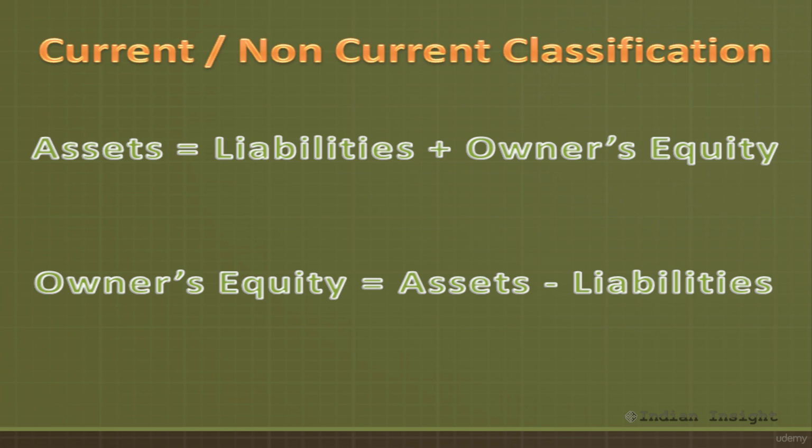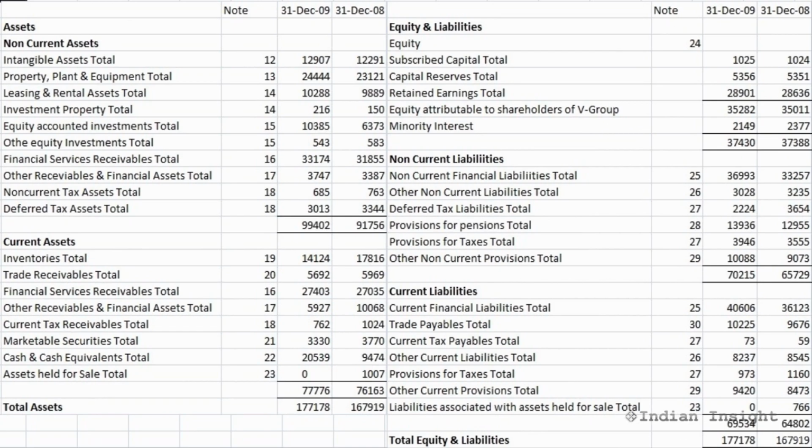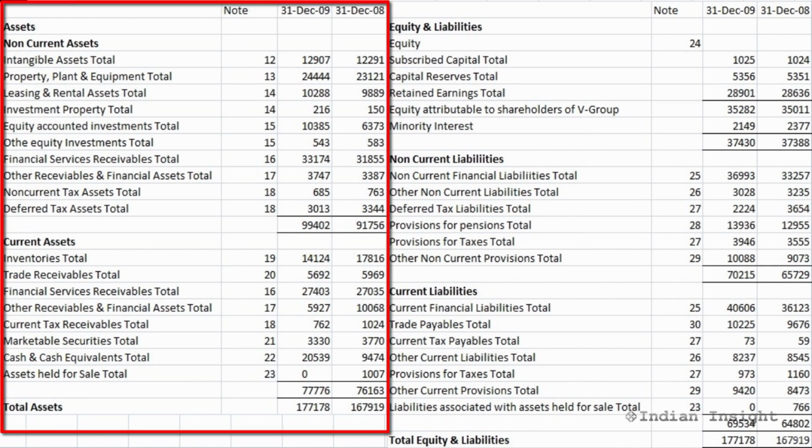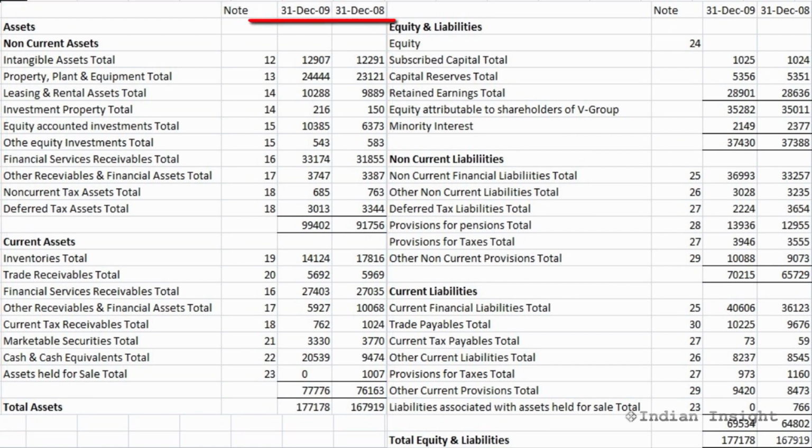In order to briefly understand these, let's look at the balance sheet of a hypothetical company which we will call V Group. Now these essentially are the assets. As you can see, the company has shown its 2009 numbers and 2008 numbers. This is a common practice and makes it easy to compare the current numbers with the previous year's numbers. In this case, the 2009 represents the current numbers as per this balance sheet, and the 2008 numbers are the previous year's numbers.